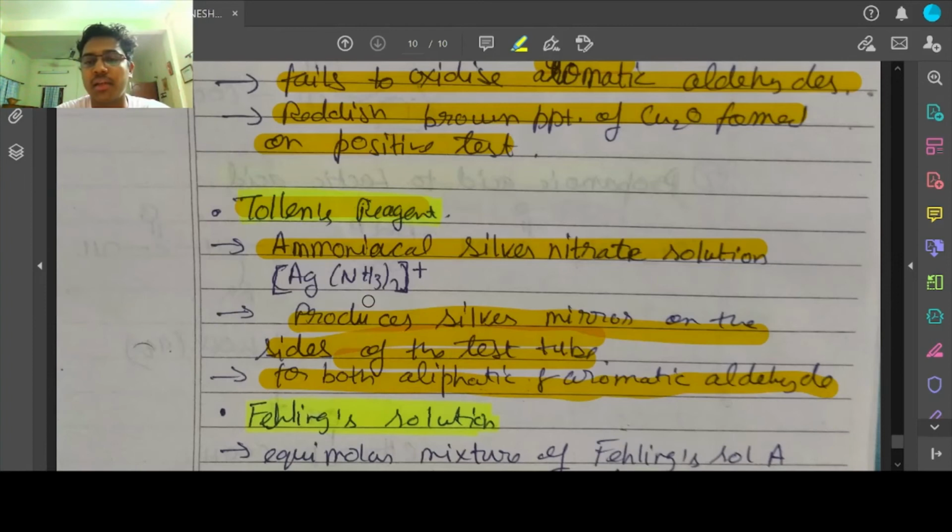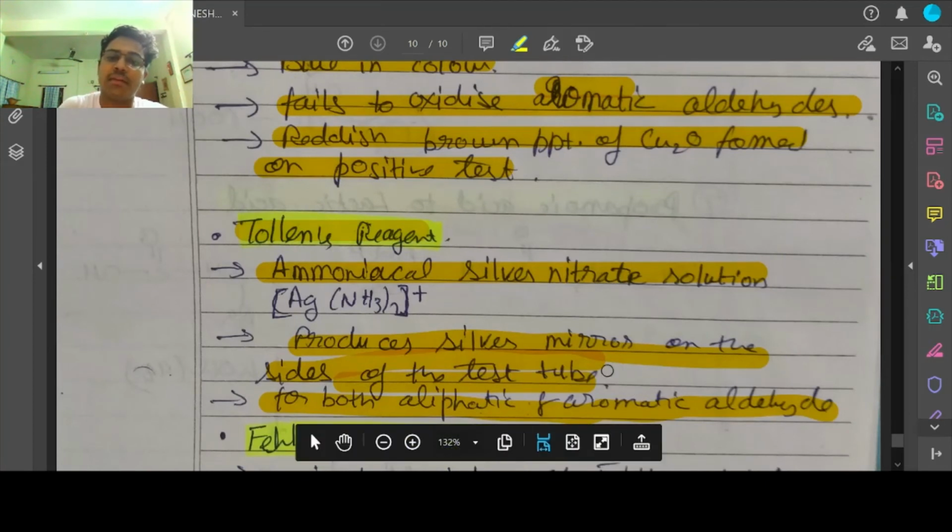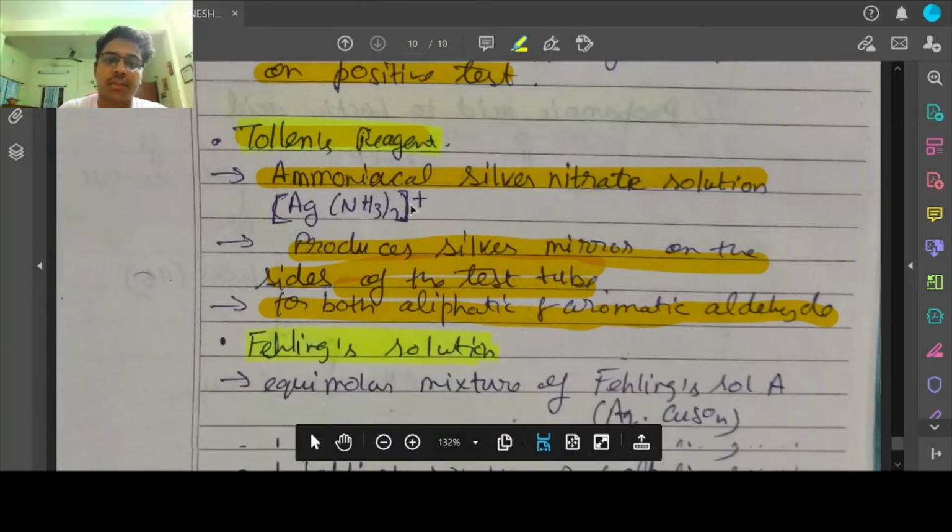Since it contains silver, the silver deposits on the sides of the test tube, forming a mirror-like structure, a silver mirror. So it produces a silver mirror on the sides of the test tube. It works for both aliphatic and aromatic aldehyde. Earlier, Benedict's used to work only for aliphatic aldehyde, not aromatic aldehyde. Tollens works for both aliphatic and aromatic. Just embed this in your mind.